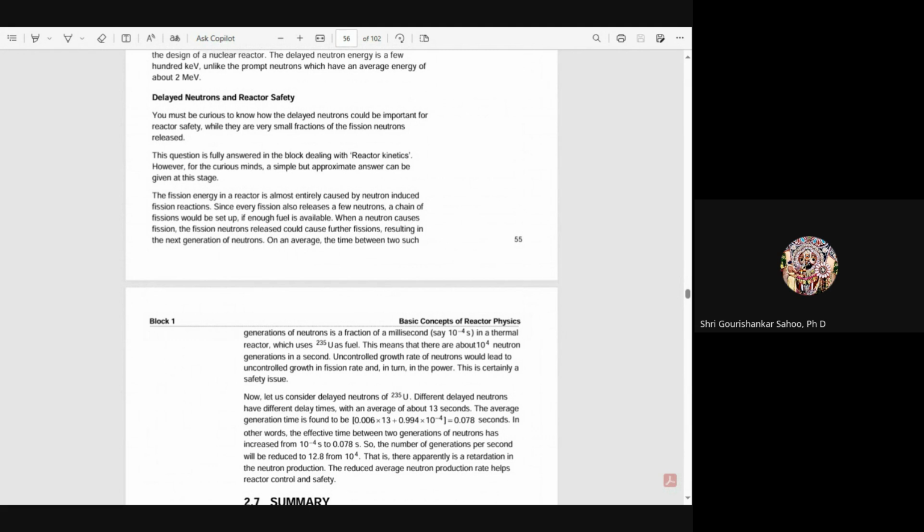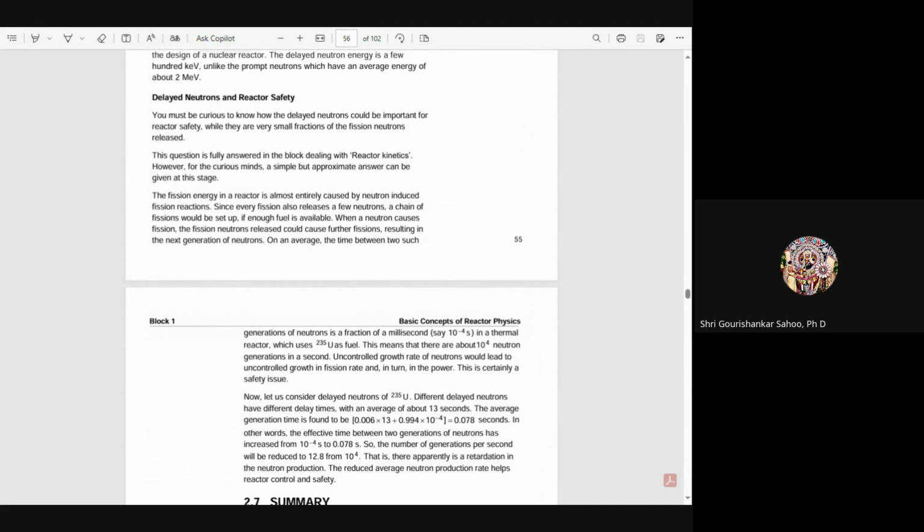The fission energy in a reactor is almost entirely caused by the neutron-induced fission reaction. Since every fission also releases a few neutrons, a chain of fissions would be set up if enough fuel is available. When a neutron causes fission, the fission neutrons released could cause further fissions, resulting in the next generation of neutrons. On average, the time between two such generations of neutrons is a fraction of a millisecond, that is 10 to the power minus 4 second in a thermal reactor which uses uranium-235 as fuel. This means that there are about 10 to the power 4 neutron generations in a second. Uncontrolled growth rate of neutrons would lead to uncontrolled growth in fission rate and in turn in the power. This is certainly a safety issue.